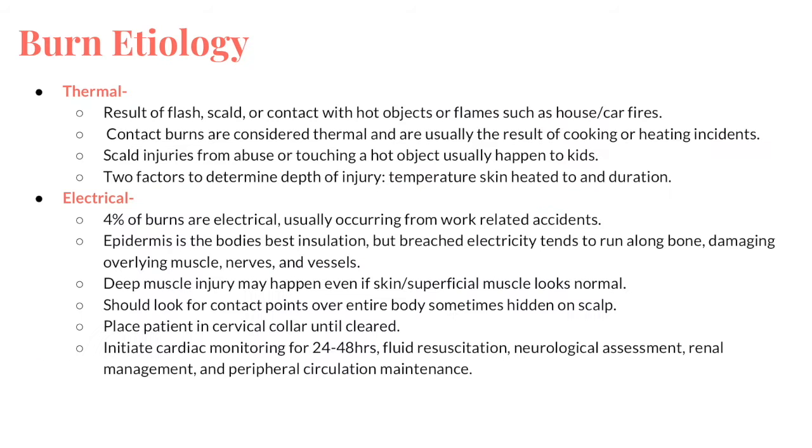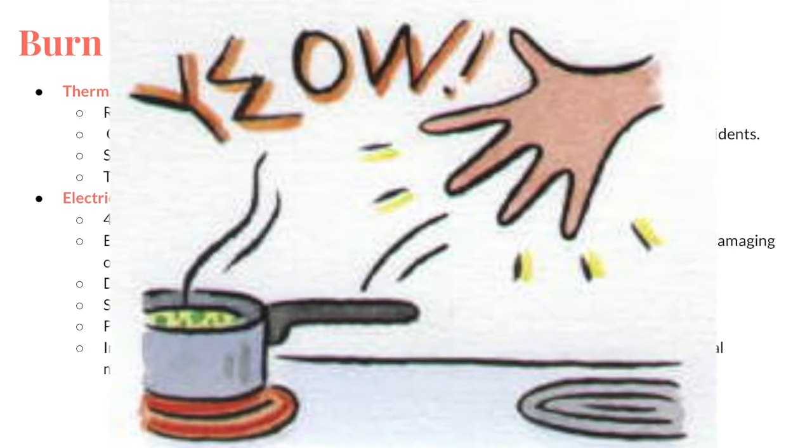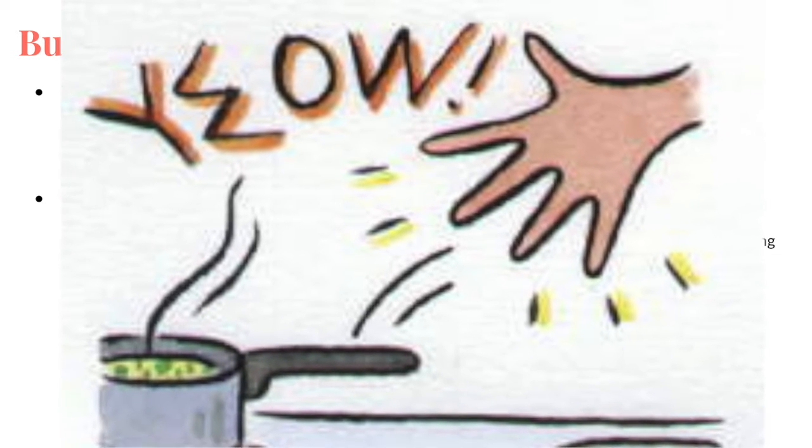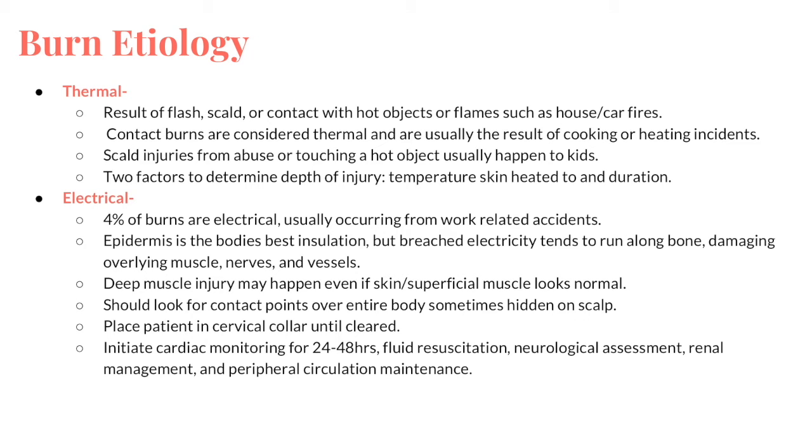For burn etiology, thermal burns result from flash, scald, or contact with hot objects or flames, such as a house or car fire. Contact burns are considered thermal and are usually the result of cooking or heating incidents. Scald injuries from abuse or touching a hot object usually happen to kids. There are 2 factors to determine depth of injury: the temperature the skin is heated to, and duration.